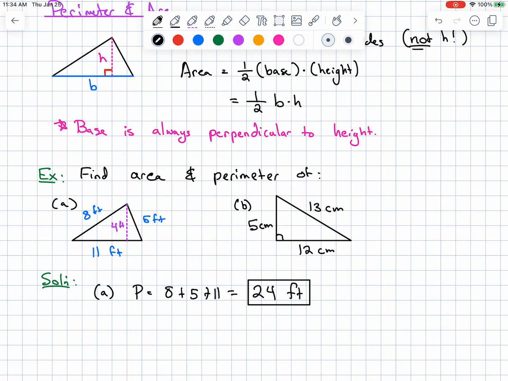And once again, please feel free to use your calculator, especially if these numbers become decimals. Some of the decimal ones can be a little bit intimidating. So please feel free to use your calculator.